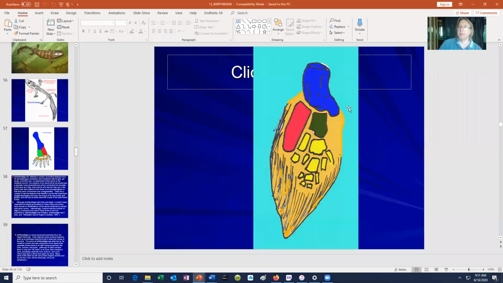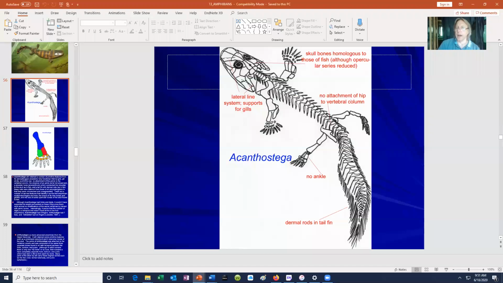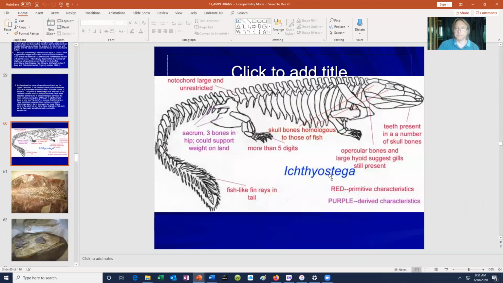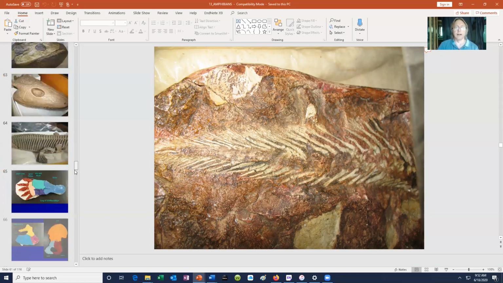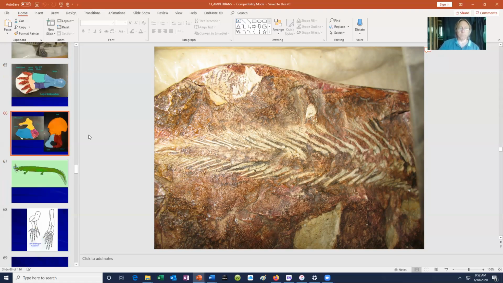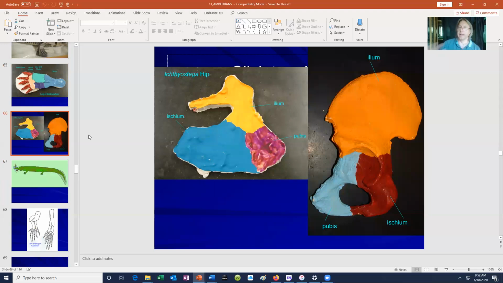So I go through that in these videos. And then also I just go through it a bit here. So these red traits show that these are primitive traits, more fish-like traits, including the dermal rods in the tail, the lack of an ankle and a sacrum, the notochord, which goes all the way through the vertebral column, etc. So Ichthyostega is a bit more advanced. It has an ilium, an ischium, and a pubis in its hip, but it still has all of these primitive features. So for example, note the bony rods in the tail. This is something like what fish have, not like a life on land.